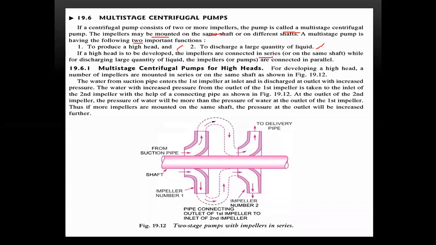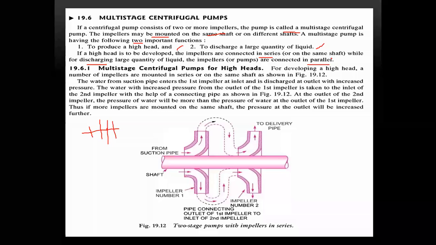This is simple logic. If the high head develop అయితే, then the impellers are connected in series. అంటే series అన్నప్పుడు ఒకే షాఫ్ట్ కి ఇంపెల్లర్స్ అనేది అటాచ్ అయ్యి ఉంటుంది, రైట్? ఒకే షాఫ్ట్ కి ఇంపెల్లర్స్ ఆర్ ఫిక్స్డ్. And for the discharging of large quantity of liquid, the impellers are connected in parallel. Simple thing. So ఈ సెకండ్ ఫంక్షన్ తీసుకున్నప్పుడు parallel గా ఉండాలి. Whenever the high head develop చేసేటప్పుడు సిరీస్ లో ఉండాలి.